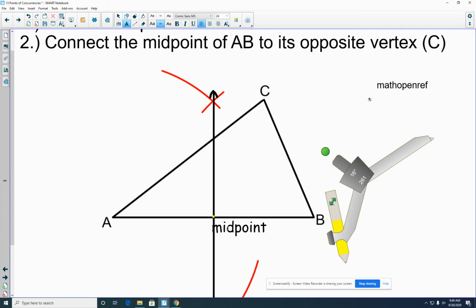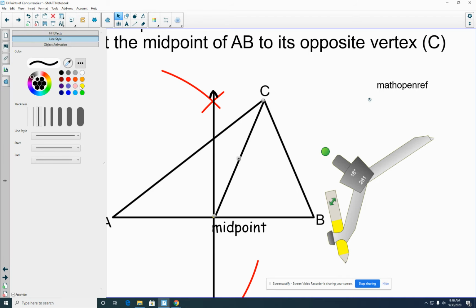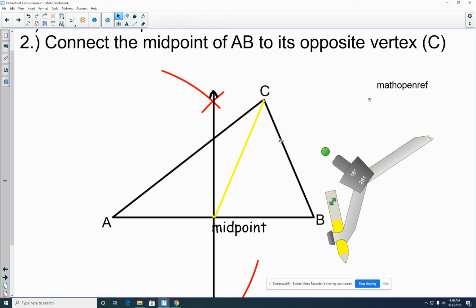Now we have to connect the midpoint to the opposite vertex. So its opposite vertex means what's the angle essentially of the triangle that's not on AB, and that's C. So when we connect from the midpoint to C, I'm going to make this yellow. This new segment that we just created has a special name. And this new segment is actually known as a median. So when you connect the midpoint to the opposite vertex, it's known as a median. I'm going to type here, median. Okay. So here's your median, and then there's your midpoint.